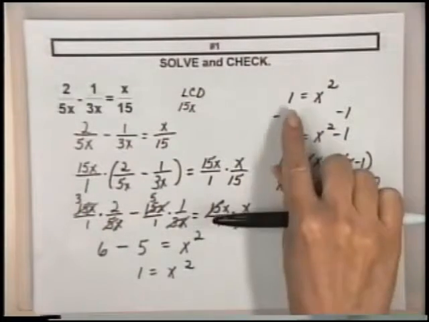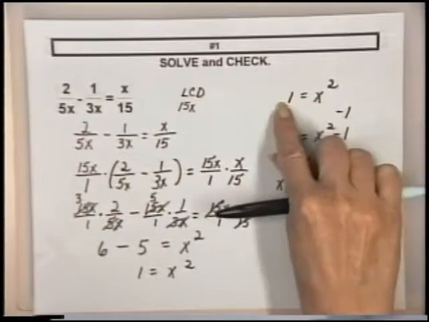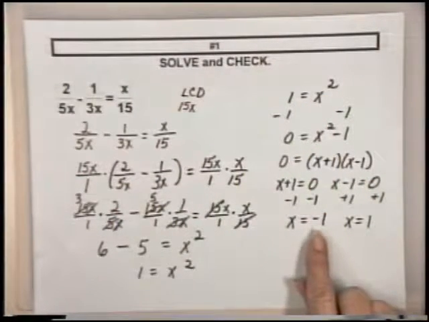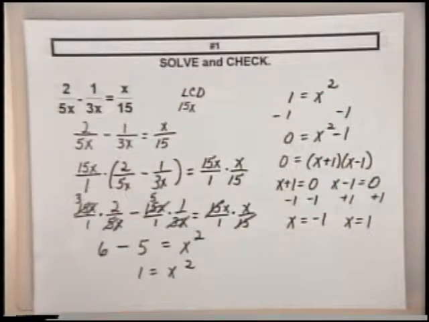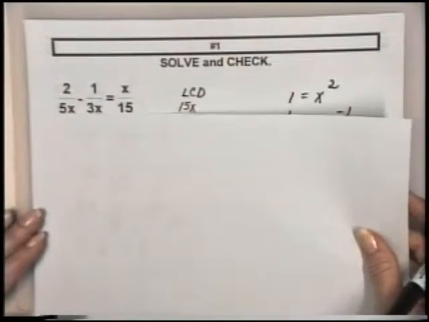So my solutions for my resulting equation, 1 equals x squared, are minus 1 and plus 1. I need to check to be sure that they are solutions of the original equation. So let's check.